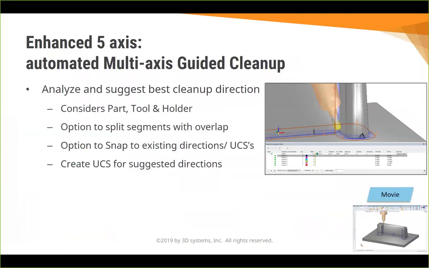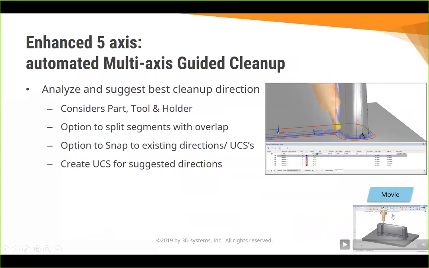Moving on, another enhancement in 5-axis is the automated multi-axis guided cleanup. The guided cleanup creates the contours on which the cleanup later will be calculated, but sometimes the holder may collide with the geometry. So now the system can analyze the geometry in those cases and automatically suggest the best cleanup directions to consider the tool and holder and optimize the cases, and if needed, split the segments even with overlap between the milling areas. And there is an option to snap to existing directions or create new directions.